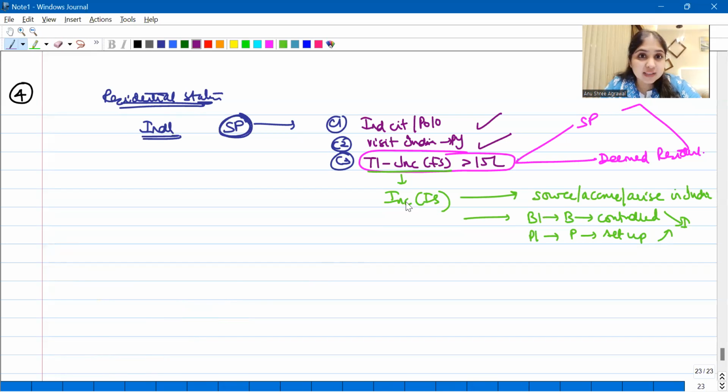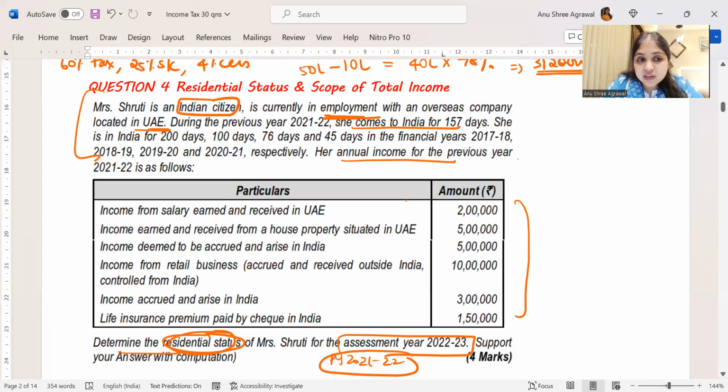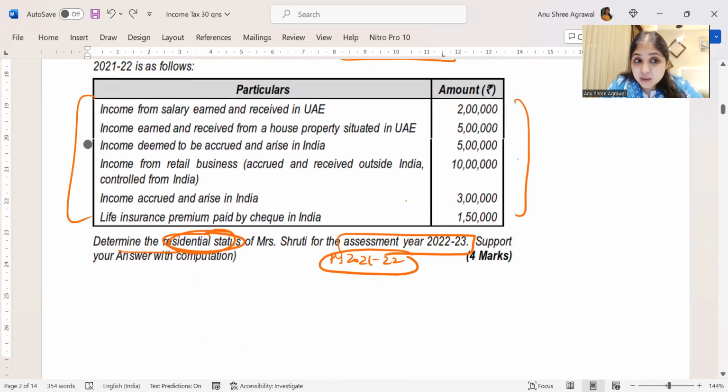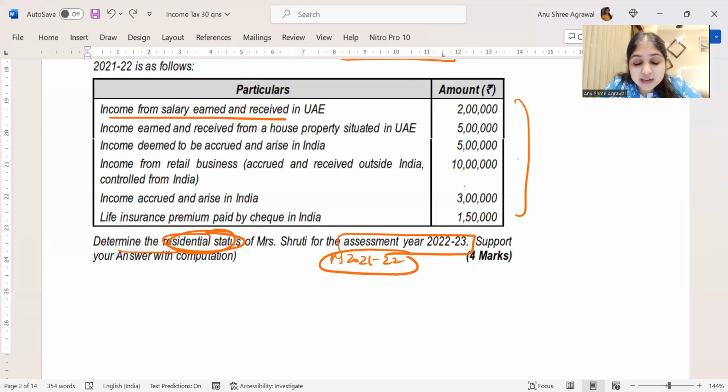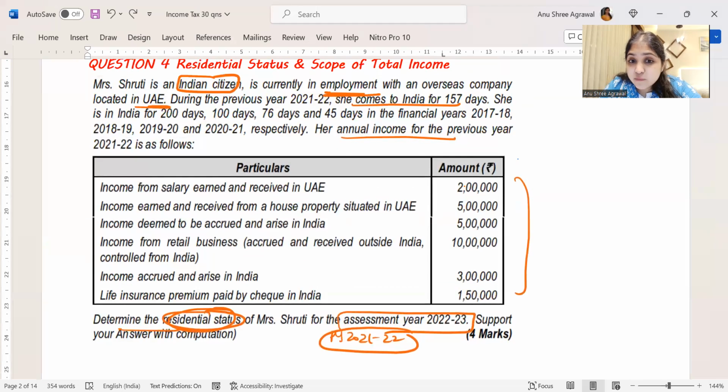Now, we have to check whether this condition is fulfilled or not. They haven't given us anything straight away. They have given us this breakup instead. With this breakup only, we have to check whether income from Indian source is more than 15 lakh or not. Tell me, income from salary earned and received in UAE, is this income from Indian source? No, it is earned in UAE. It is outside India. It is not Indian source. Income earned and received from a house property in UAE, is this Indian source? This is not Indian source. Income deemed to accrue and arise in India, is this income from Indian source? Yes, because it is accruing in India, it is income from Indian source.